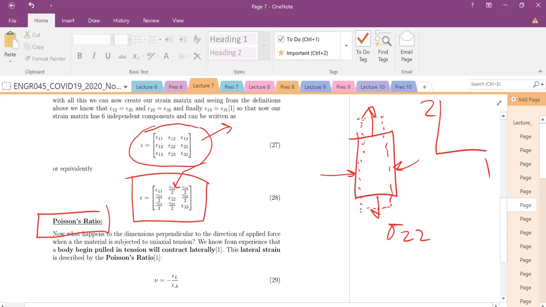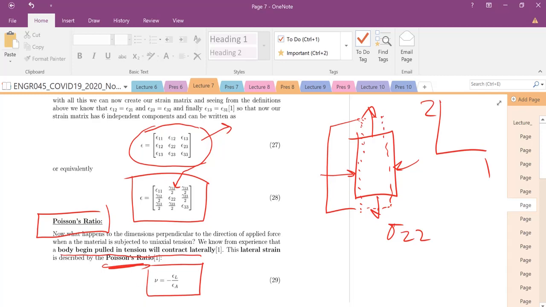The axial strain would be this increase in length here. The ratio of that axial strain to the lateral contraction is described by your Poisson's ratio, nu. Poisson's ratio is a very, very important parameter, and there are some known values you want to have in the back of your head. So let's move on to the next page.